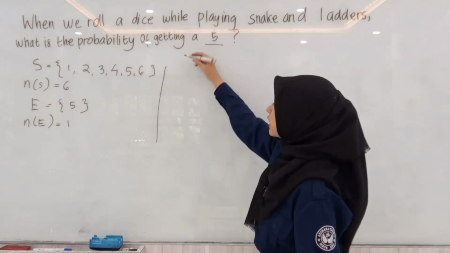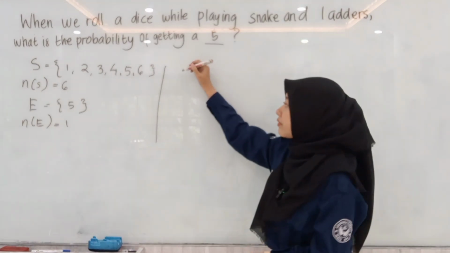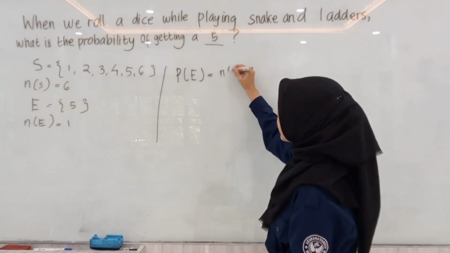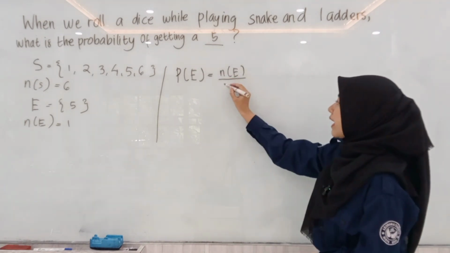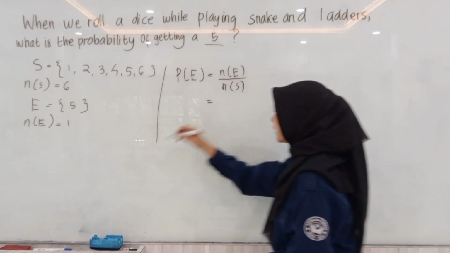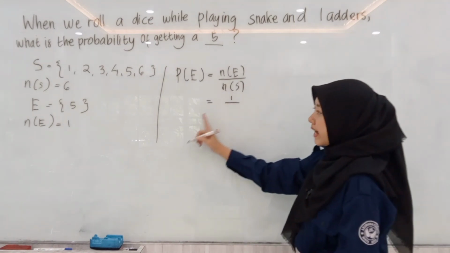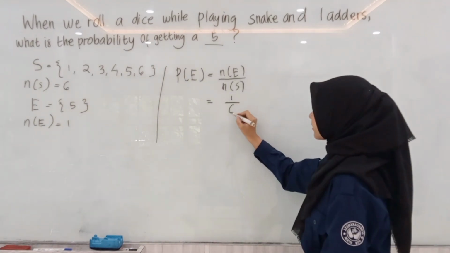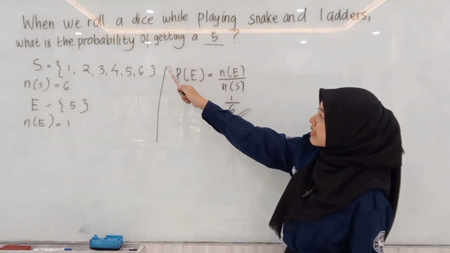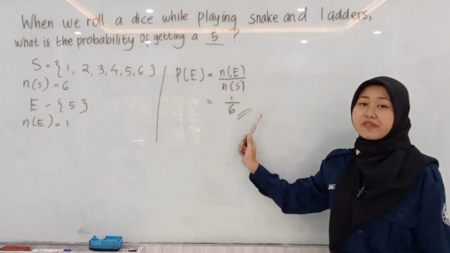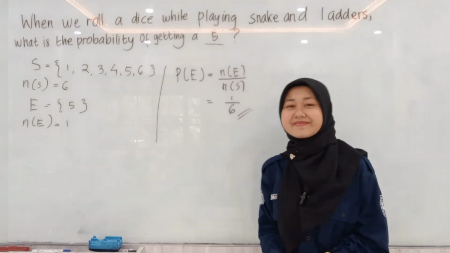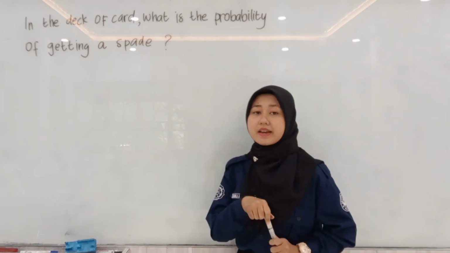From that information, we can calculate the probability of an event. So I can write here the probability of an event is equal to NE over NS. NE is 1, and after that NS is 6. So the probability of getting a 5 when we roll a dice is 1 over 6. It is very easy, isn't it? Okay, let's do the next example.